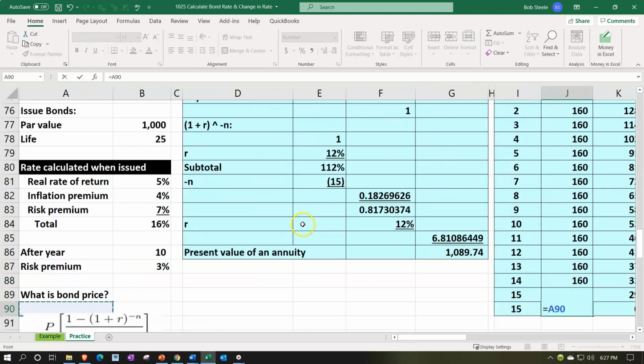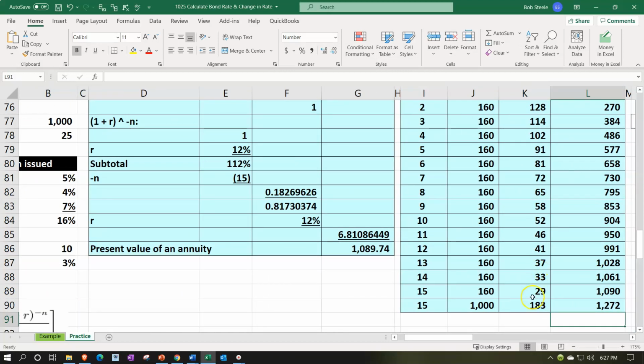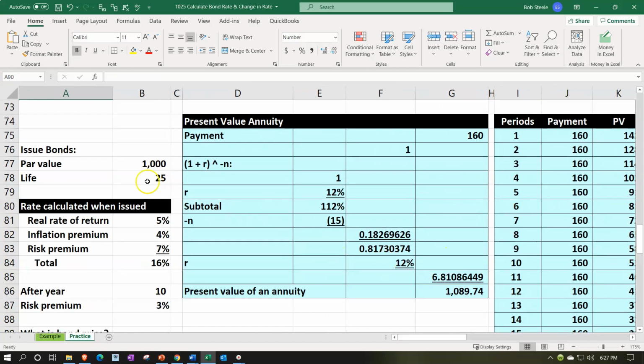That's going to be the amount of the end payment of the principal, and then that means that that part is going to be about 183, giving us the total of 1,272. That then would be basically the answer of the value after this change took place. Notice it's higher than the value here, the 1,000.